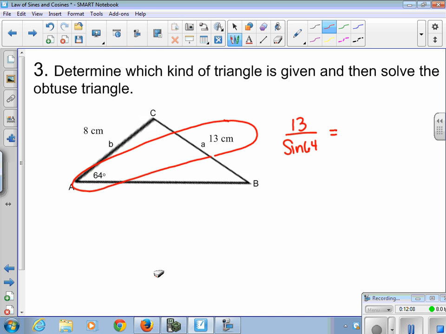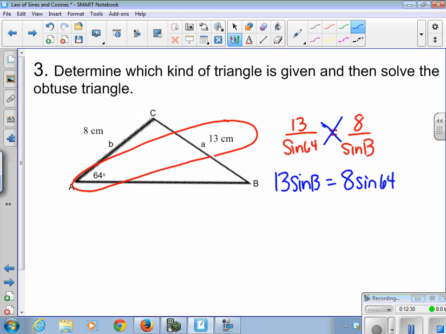Now, what's the only other piece of information I know? Side B. Okay, I know side B. So I'm going to put 8 over the sine. I don't know what angle B is. So whenever I solve this one, I'm going to solve it the exact same way that I did before by cross multiplying. So this is going to be 13 times the sine of B equals 8 times the sine of 64. It's just going to change how I solve it a little bit right here.